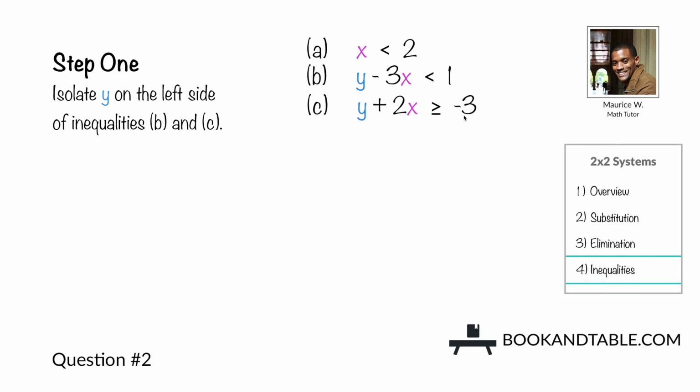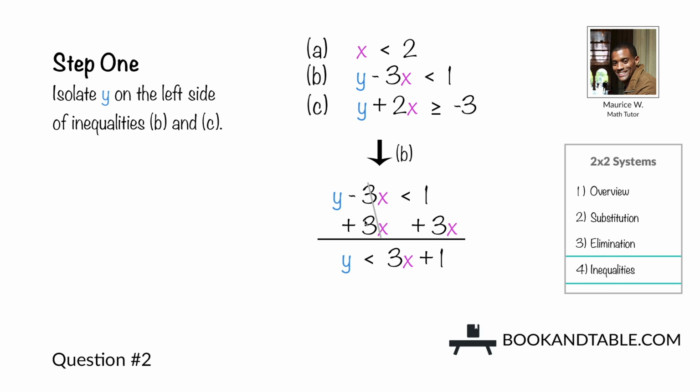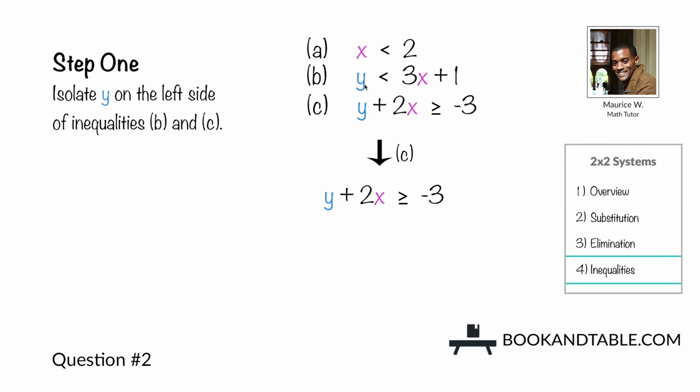So step 1, isolate y on the left side of inequalities B and C. So we'll start with B. And we'll add 3x to both sides, giving us y is less than 3x plus 1. So we'll rewrite inequality B with this expression. And now repeat the process for C. Y plus 2x is greater than or equal to negative 3. So we subtract 2x from both sides, and we'll rewrite inequality C with this expression.